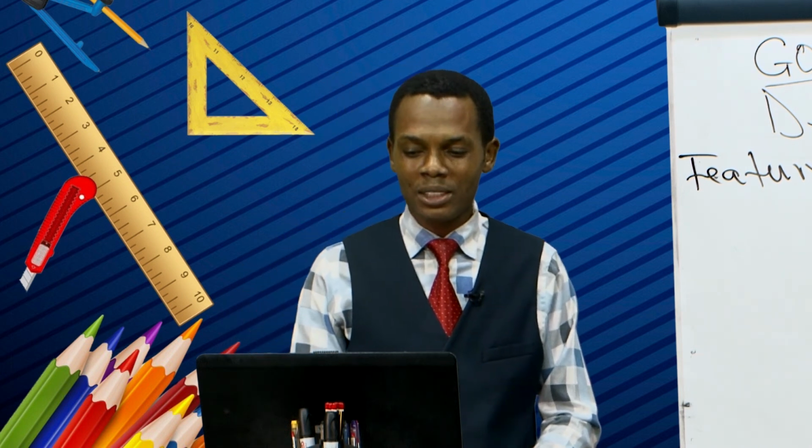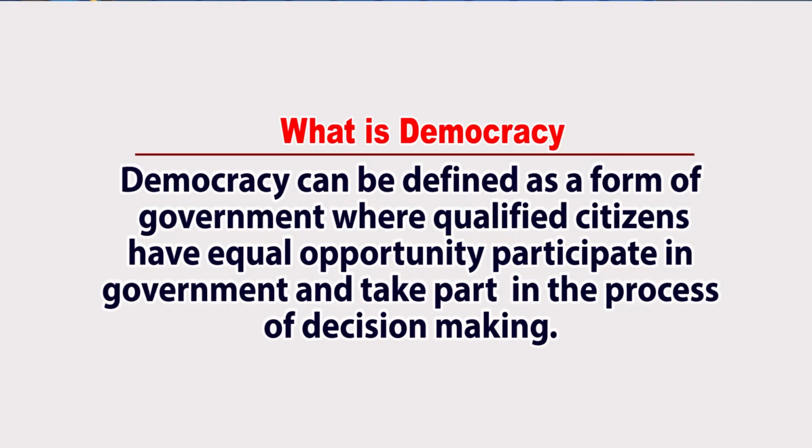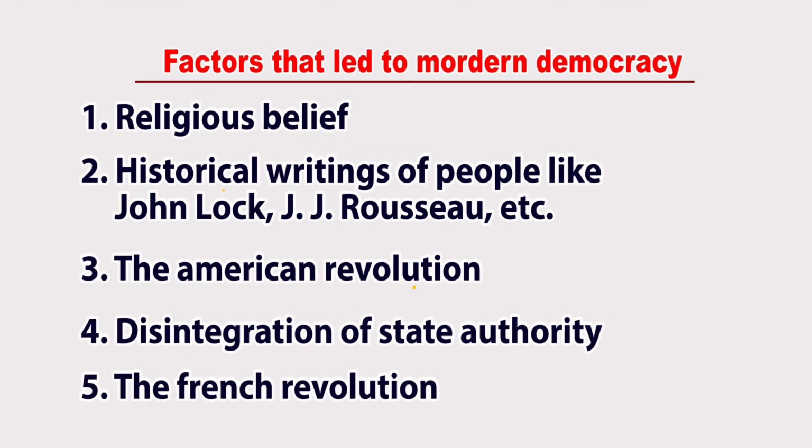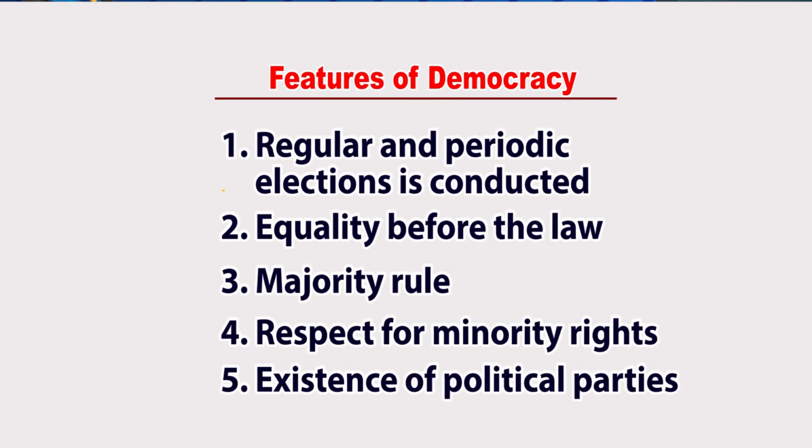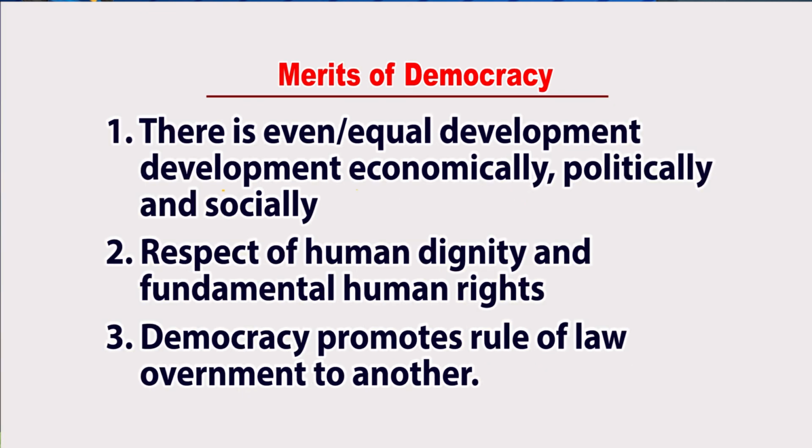So having looked at that, today we were able to examine what democracy is. We looked at the factors that led to modern democracy, and also we examined the types of democracy. We say we have two of them, direct and indirect. Then we looked at the features of democracy. And having done that, we examined the merits and the demerits of democracy.